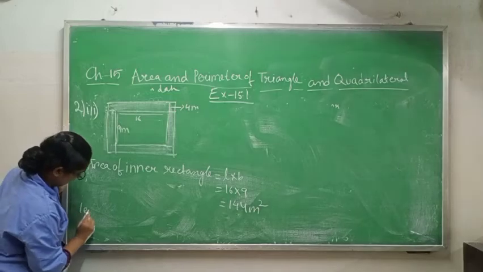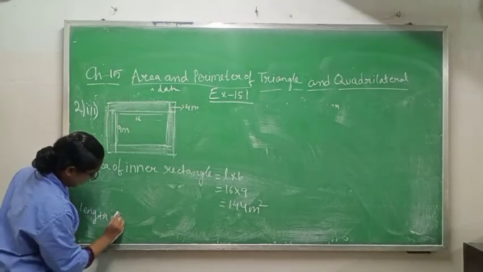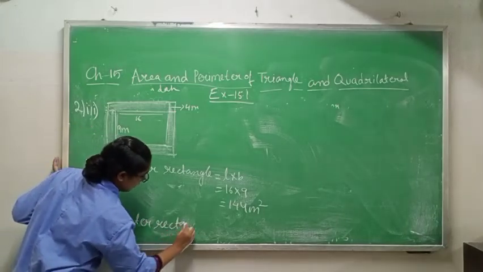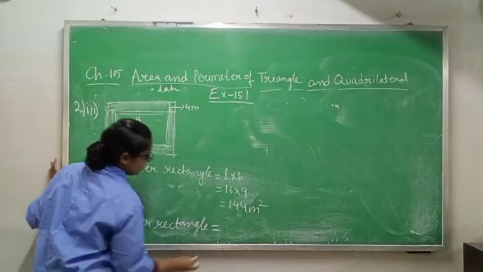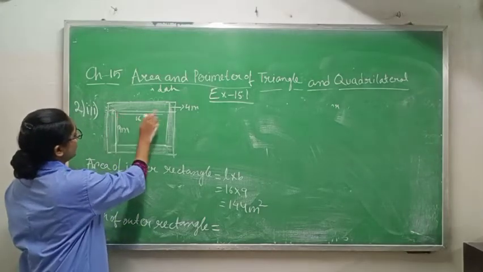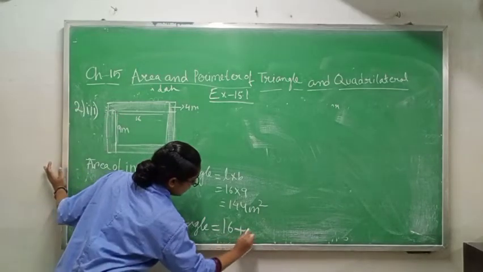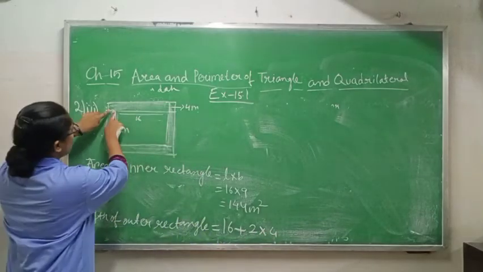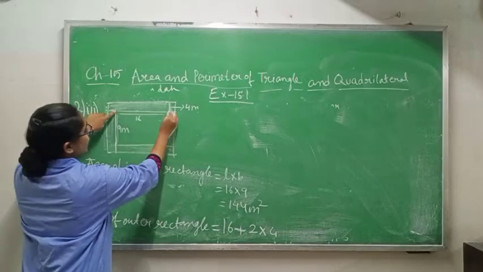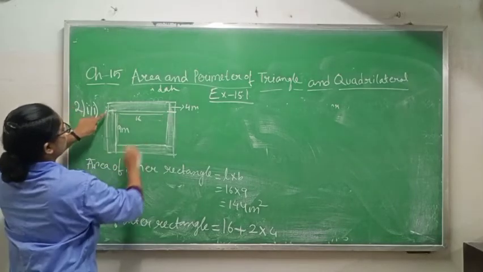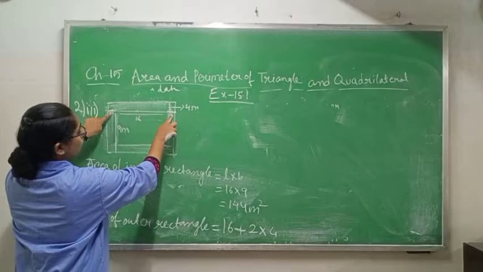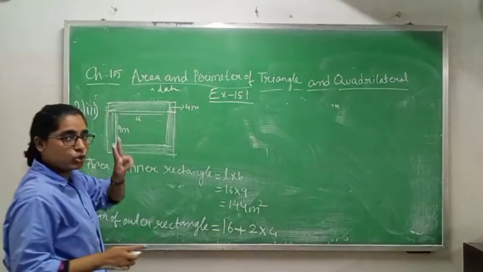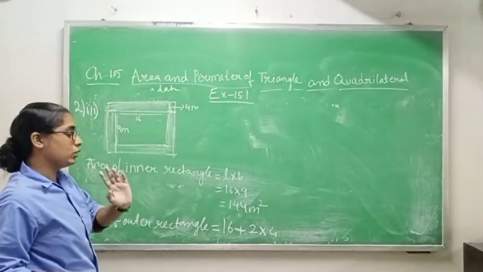So see class 9, length of outer rectangle equals to, what is the length of inner rectangle? 16 plus 2 into 4. Now why 2 into 4? From this point to this point it is 16. This one is 4 and this one is 4. So total length will be 4 plus 4. You can write 4 plus 4 also, or you can multiply 2 into 4 because 2 times you have 4.